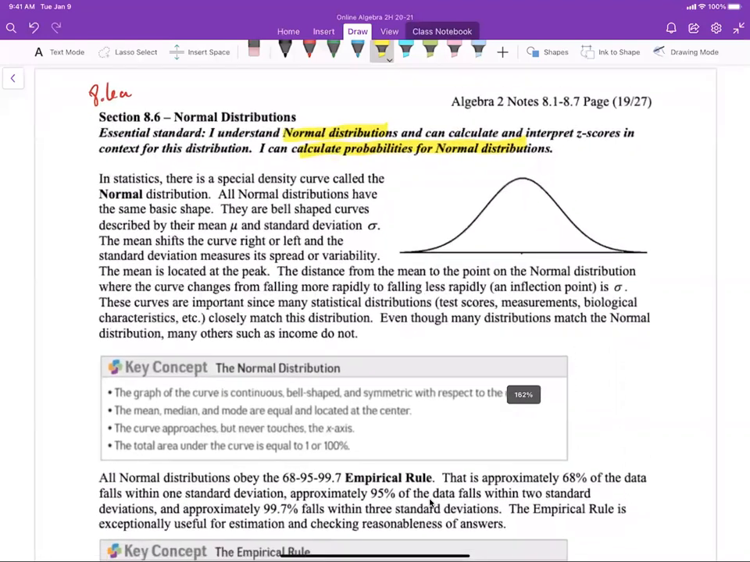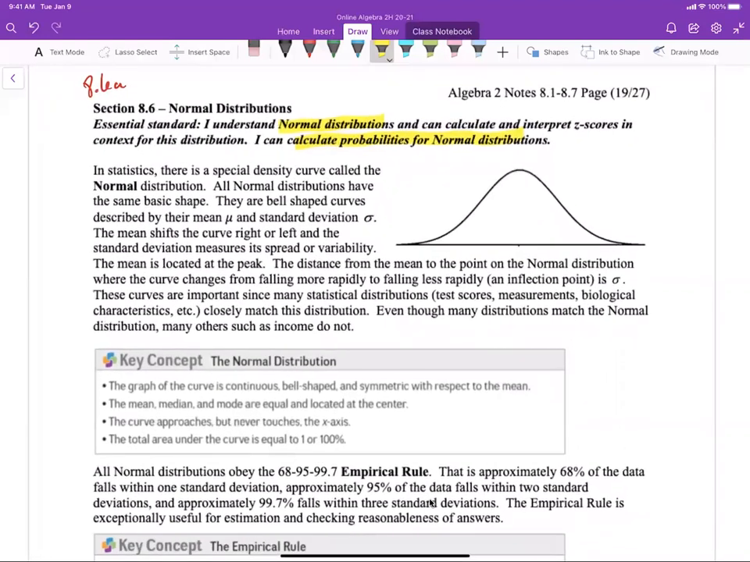So in statistics, there's a special density curve called normal distributions. Okay, we've been talking about distributions of data. We've been using histograms and box and whisker plots to look at distributions. A normal distribution all have about the same basic shape. And this is called a bell-shaped curve. So here is my bell-shaped curve. And so this would be my normal distribution, and where it gets that name, if you can imagine a little bell ringer underneath that, that would be a bell, okay?